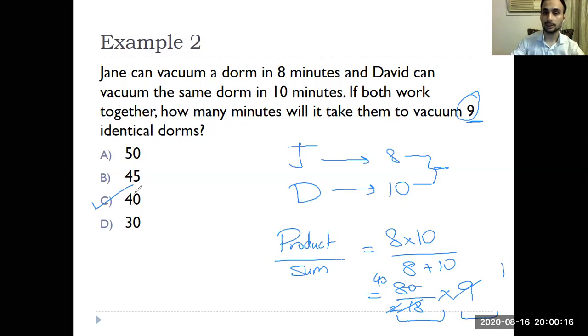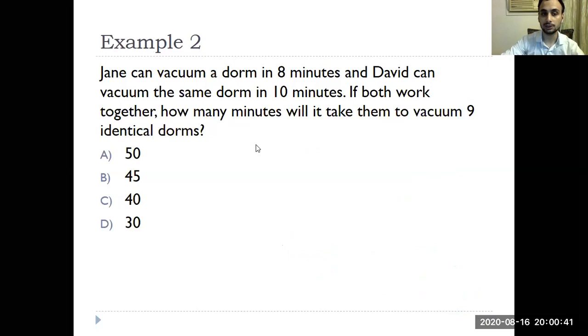I hope you guys were confident in figuring out how we did this question. We knew the individual times, we multiplied it because our formula said product over sum. So we multiplied it in the numerator, we divided it in the denominator, and that gave us the time for 1 dorm. We needed time for 9 dorms, so we multiplied it by 9 and got the answer 40. Let's figure out if your slides give you the same answer, which is in fact the case: 8 into 10 divided by 10 plus 8 into 9, and your answer comes out to be 40.